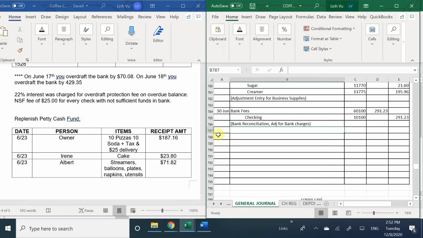Do we have to do each one individually, or are they able to be put all together as one for the petty cash? They can be all put together as one. Now, what's the rule when replenishing the petty cash fund?